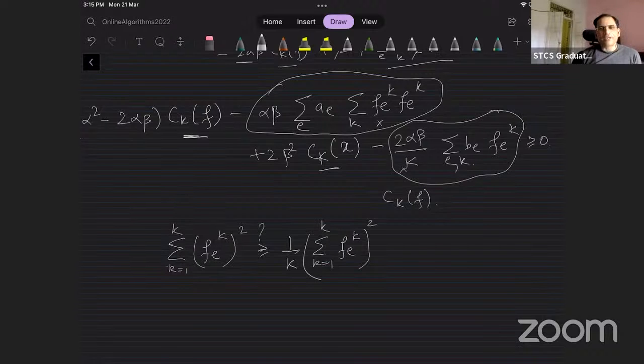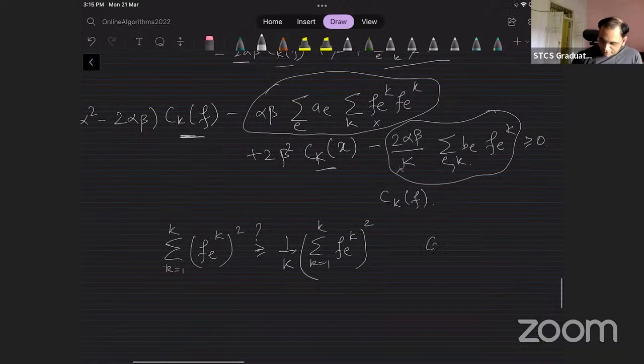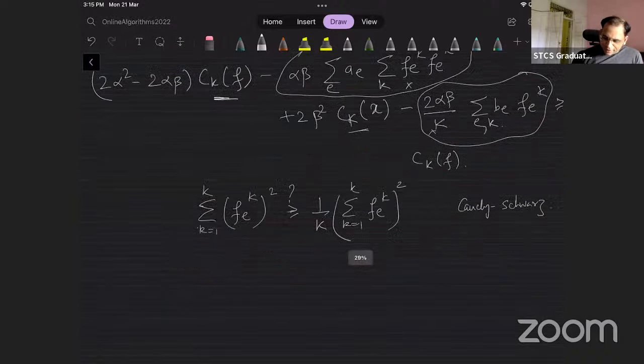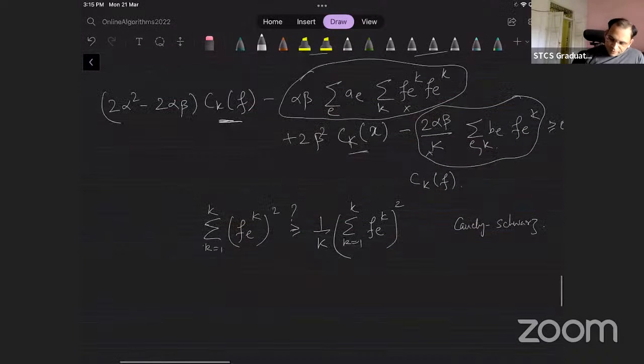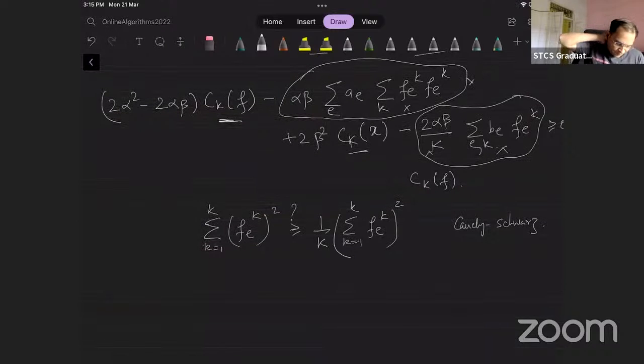We know it also by another name. Cauchy-Schwarz. Okay, so suppose I use this. How do I get rid of these two annoying terms? This term, this one, and this one. I want to write it in terms of CKF.